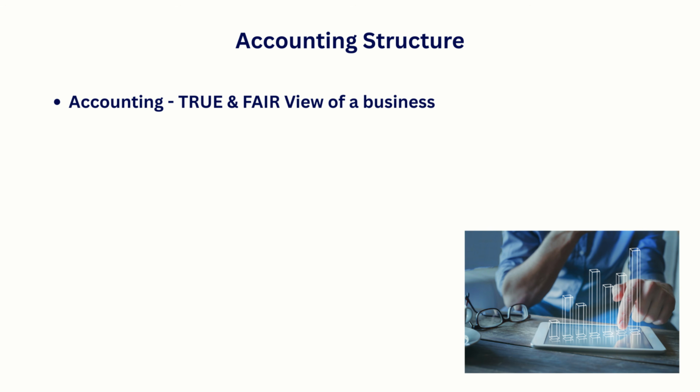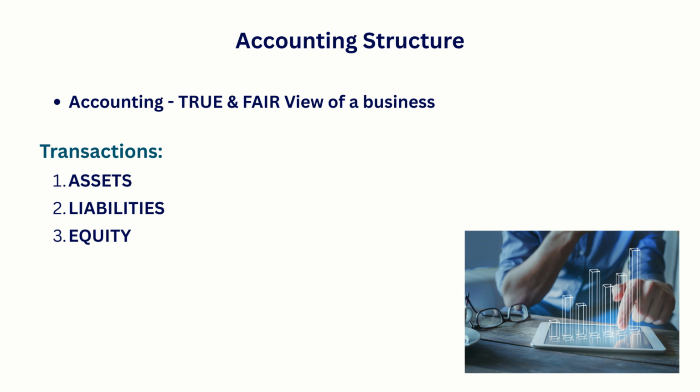Before we start working with numbers, you need a clear structure in your mind. Accounting is not just about recording transactions, it's about presenting a true and fair view of a business. Every transaction affects one or more of these 5 elements: assets, liabilities, equity, revenue, and expenses. At its simplest, accounting answers 3 key questions.